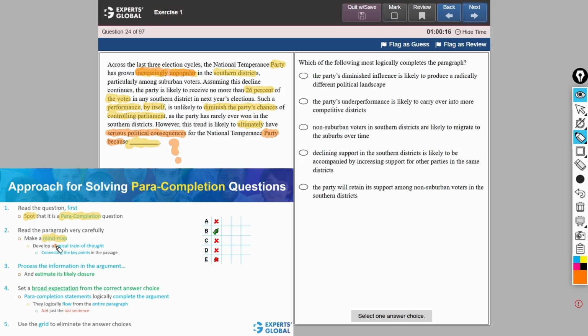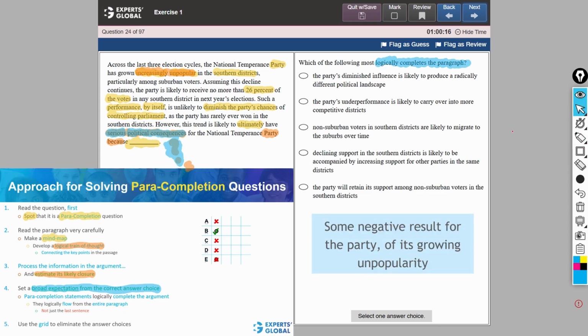So we developed a logical train of thought here. The likely closure of our chain of thought is a reason why the political consequence for the party is going to be serious. Our broad expectation from the correct answer choice is about the reason why. Therefore, from the concluding statement, we expect some negative result for the party of its growing unpopularity.